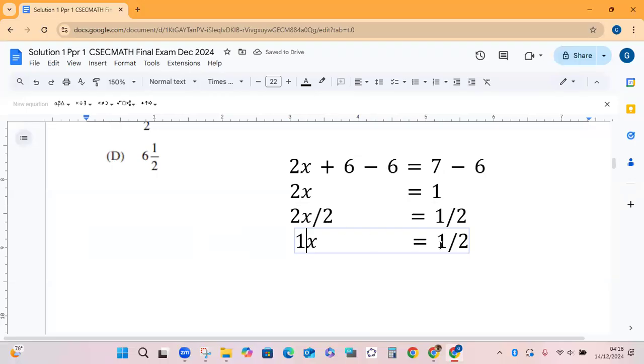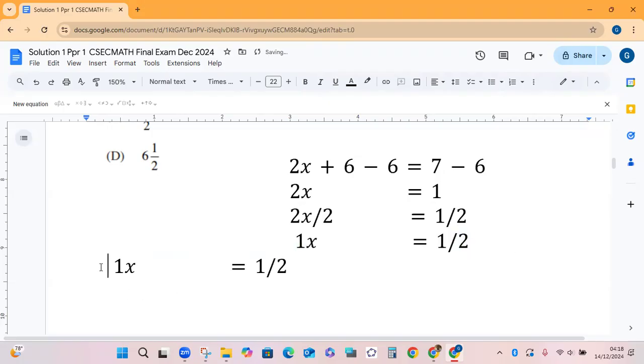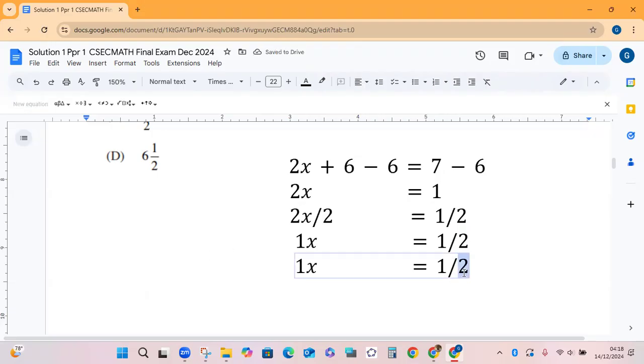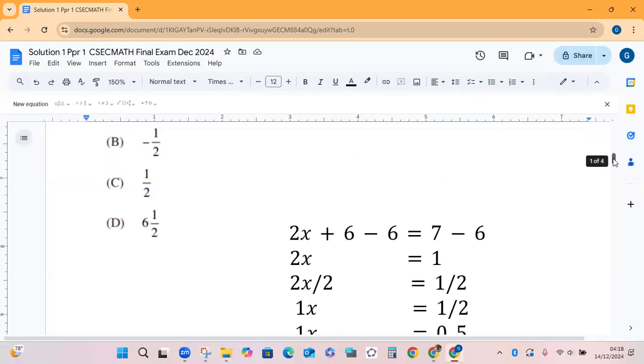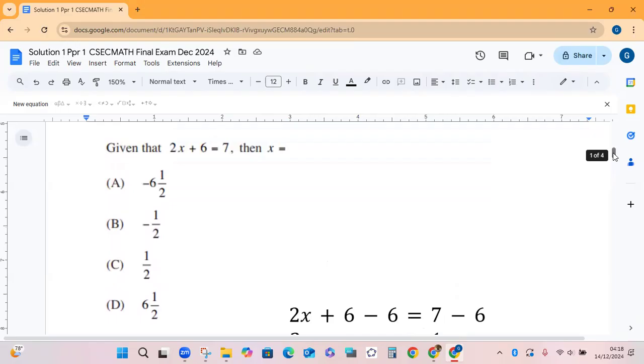So 2 divided by 2 is 1, and 1 divided by 2 is a half. You can leave it as a half. And please remember, there's another way to write a half, because all fractions can be converted to decimals. So if you write 0.5, your answer is still correct, because that's another way to represent a half. And that's the final answer. x is equal to 0.5. So therefore the answer is C again.